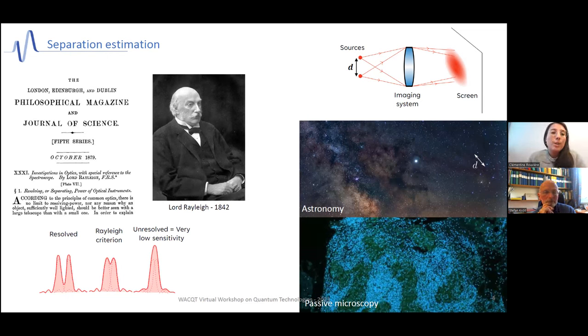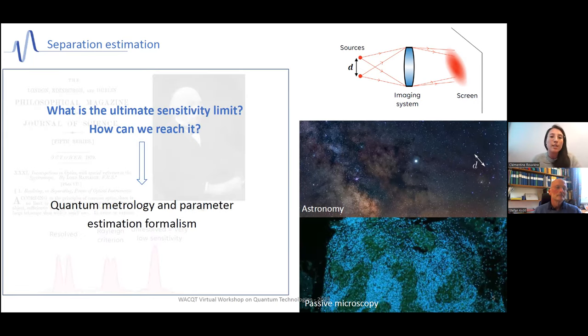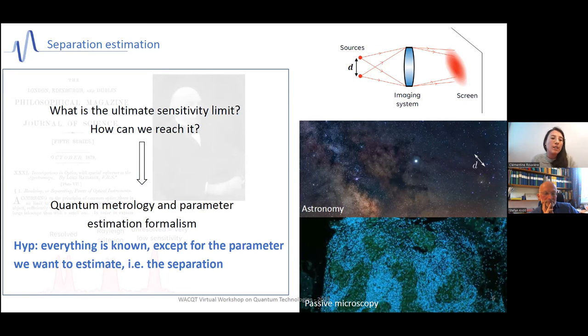The thing is, this criterion is a very visual one, and it would be interesting to look at a more signal-to-noise ratio description. The question that we want to answer is, what is the ultimate sensitivity limit? And more practically, how can we reach it? To answer this question, the quantum metrology community looked at this problem a few years ago. I want to underline that in the parameter estimation formalism, the assumption is that everything is known except for the parameter that we want to estimate. Here, this is the separation between our two sources.